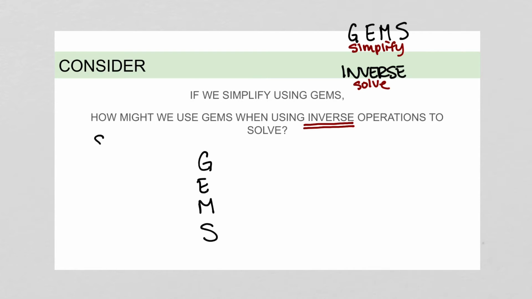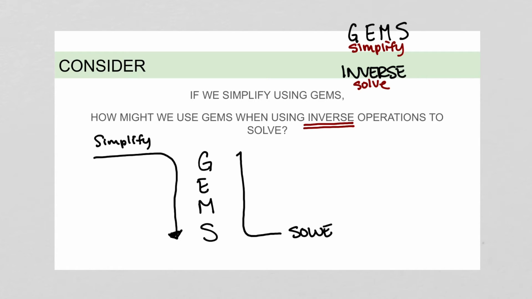So if I'm going to simplify, I'm going to go down. I'm going to start with my groupings and go down. But if I'm going to solve, then I want to start at the bottom and move up. I'm going to do the inverse. Okay? Sometimes you hear it called working outside in.